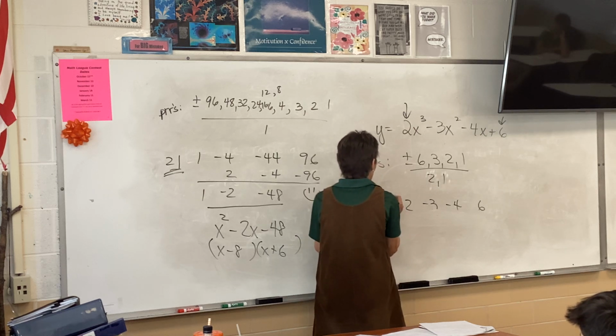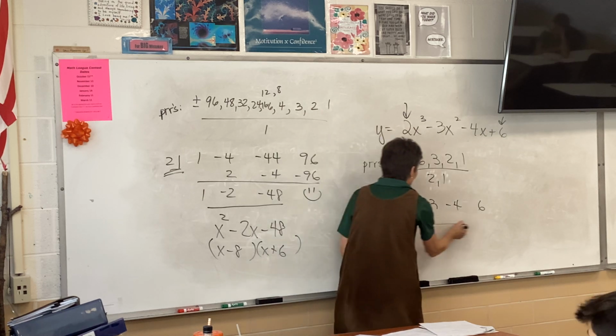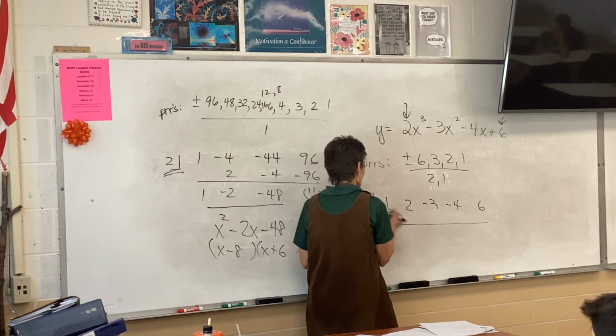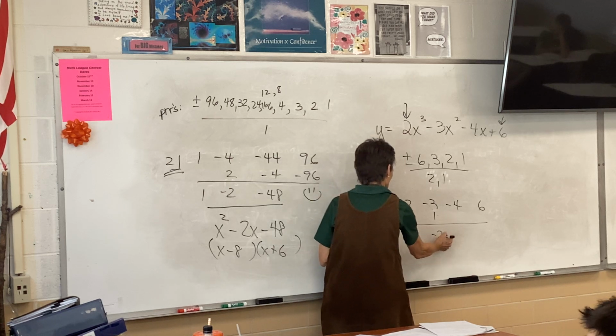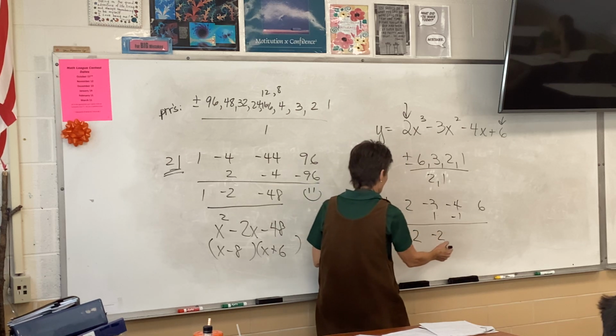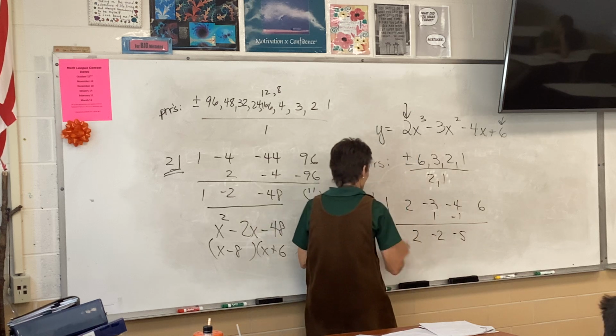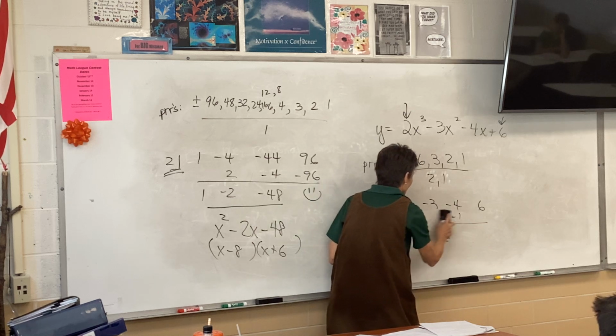Alright, I'm gonna try 1/2. That's gonna give me 1. Uh-oh. That's gonna give me negative 1. Nope. No. Oh my god. 3 over 2?